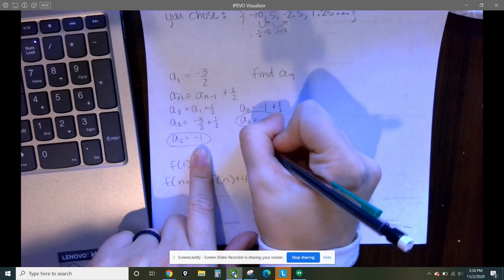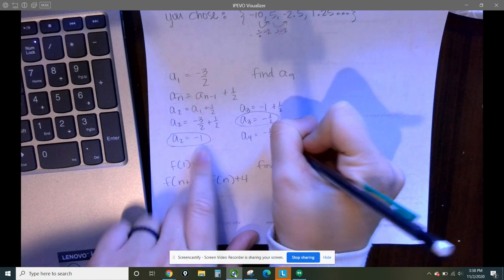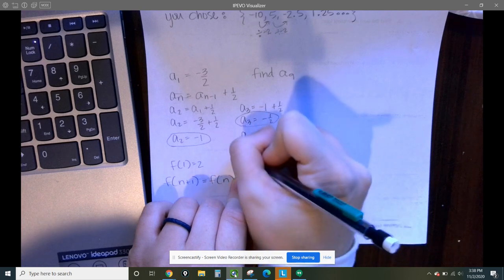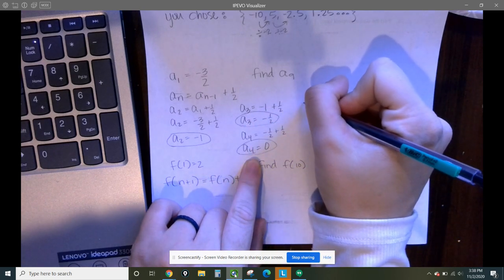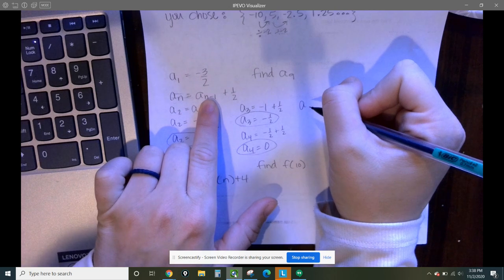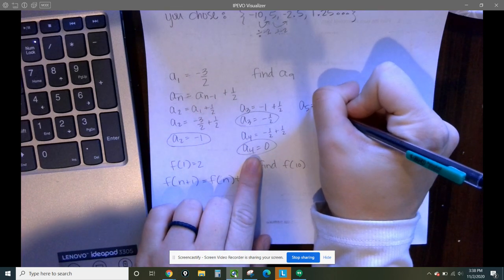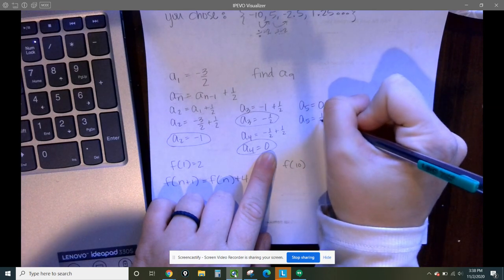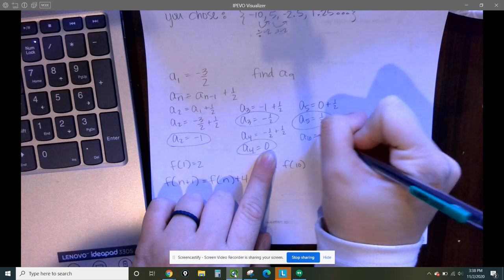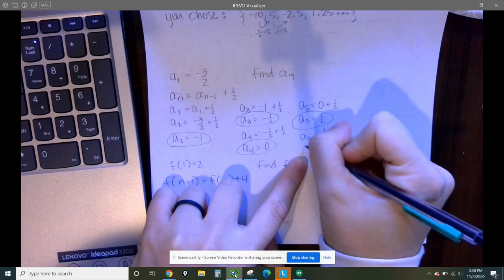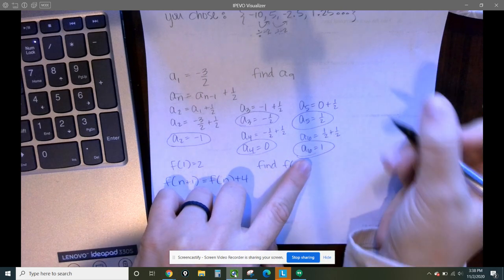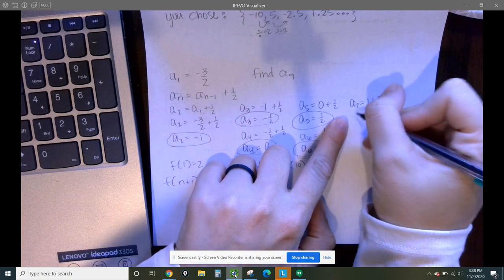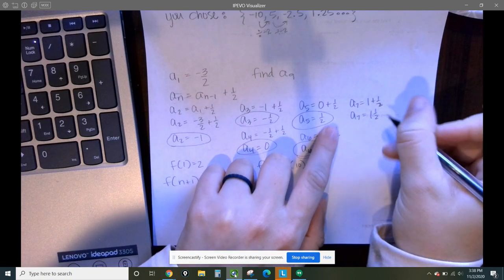Now I'm going to use A3 to find A4. A4 takes the previous term, -1/2, and adds 1/2. So A4 ends up being 0. And I'm going to use A4 to find A5. Remember, this rule was just take the previous term and add 1/2. So A5 would be taking the previous term 0 and adding 1/2. A5 is 1/2. Then for A6, I take the previous term and add 1/2, so A6 ends up being 1. To find A7, I take A6 and add 1/2. So A7 is 1.5.